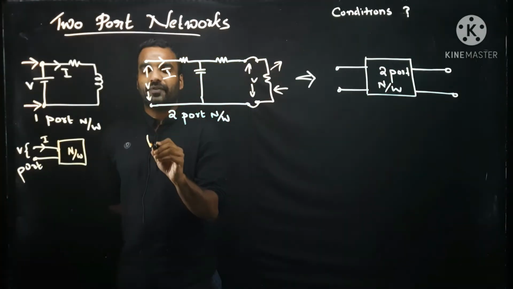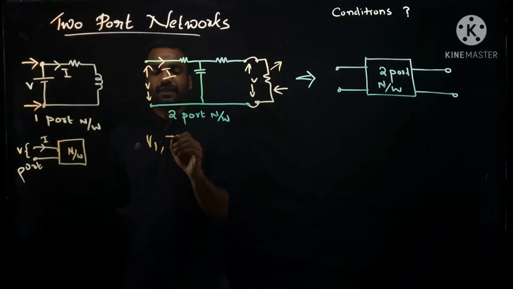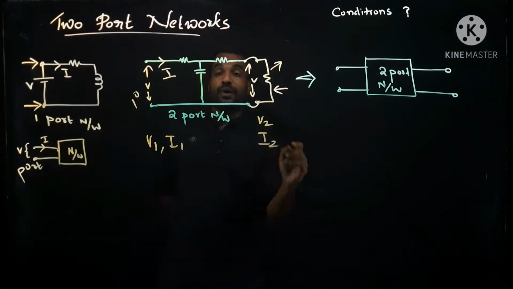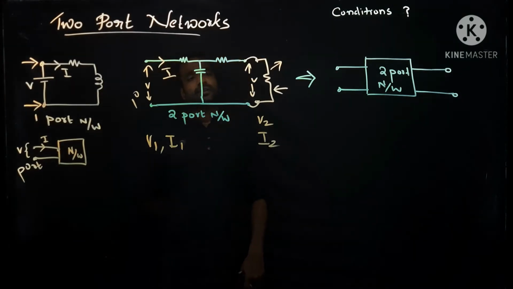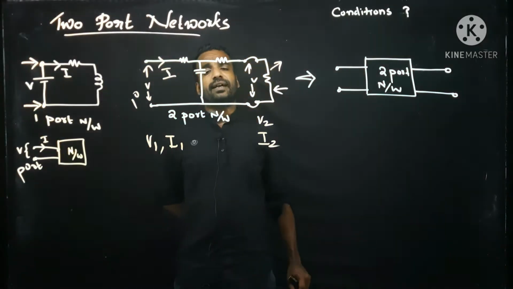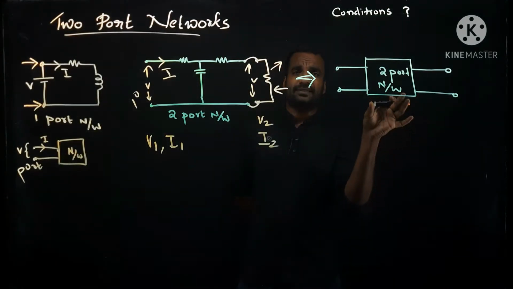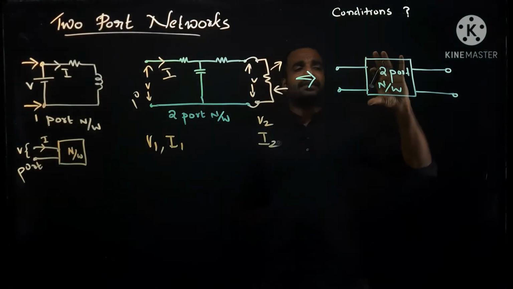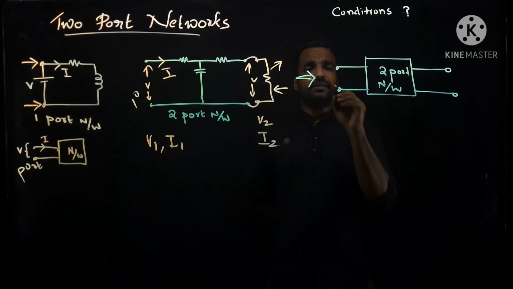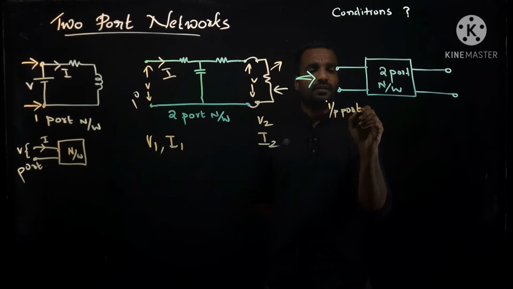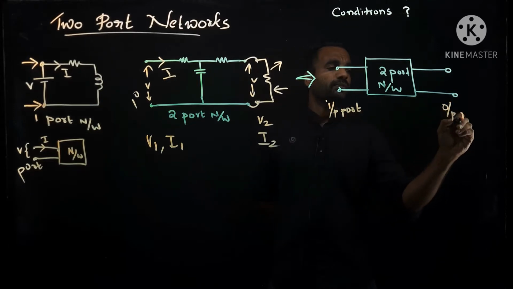So here we may have V1 in the primary side. This is termed the primary side, and I1 here. And at this side we may have V2 and I2. Such a circuit is known as a two-port network. We can briefly draw it like this. We can represent it in such a simple block diagram. This is the input port. This is the output port.